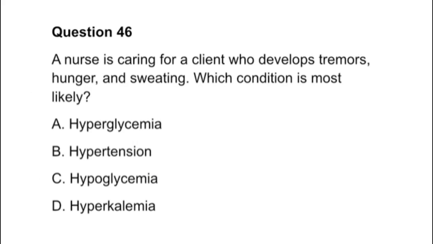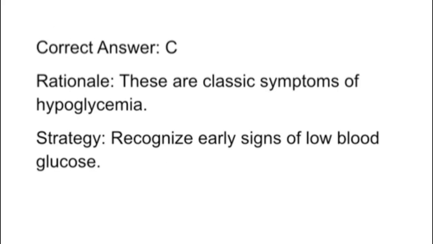Question 46. A nurse is caring for a client who develops tremors, hunger, and sweating. Which condition is most likely? A. Hyperglycemia. B. Hypertension. C. Hypoglycemia. D. Hypercalcemia. Correct answer: C. Rationale: These are classic symptoms of hypoglycemia. Strategy: Recognize early signs of low blood glucose.